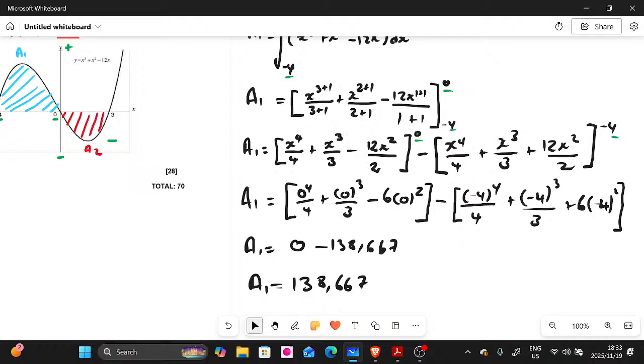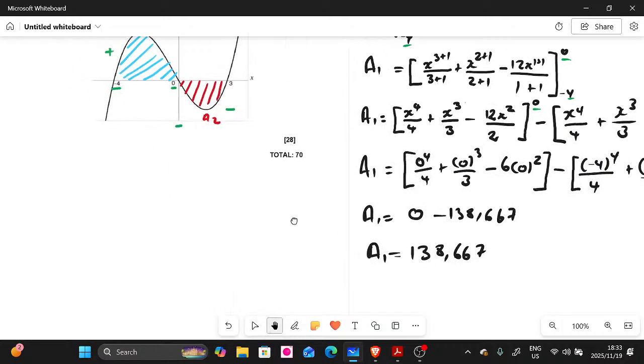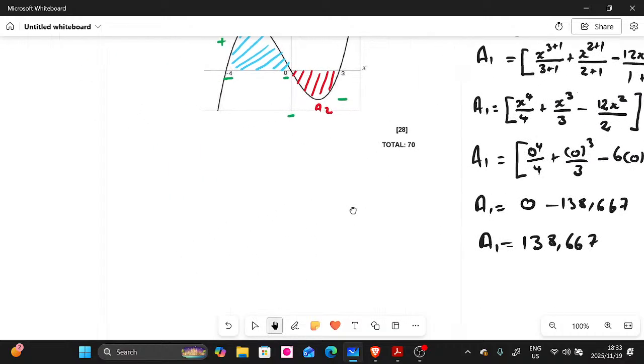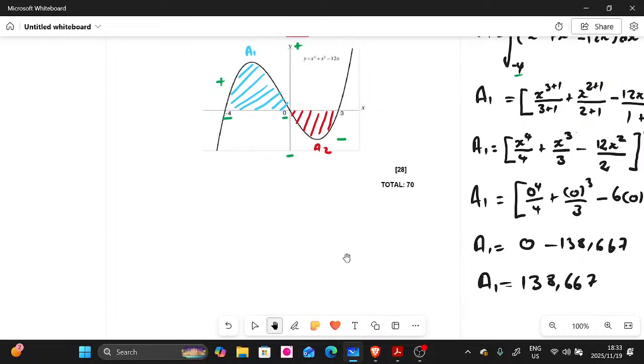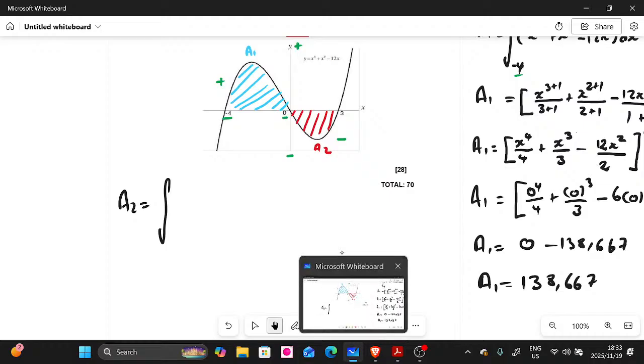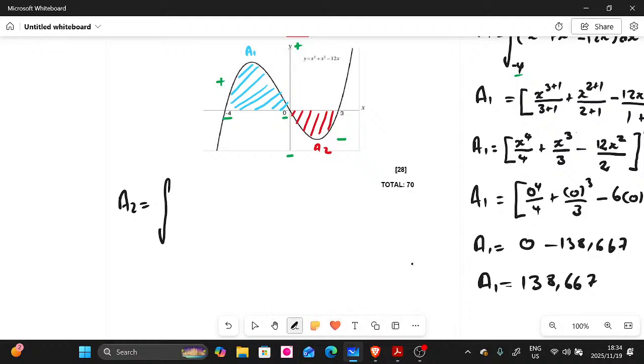Now it's time for us to do area 2. Okay, let's look at area 2. I'm going to do it this side. So area 2, what do we have there? Let me just create a little bit of space, guys. I hope you're still with me. We have area 2. This time around, we still have sigma. Now, the upper limit and the lower limit will be a bit different.